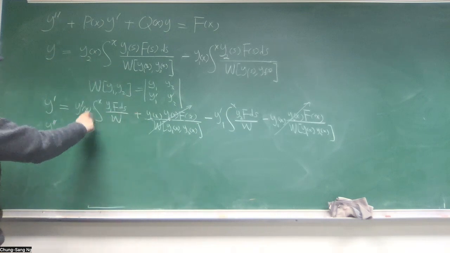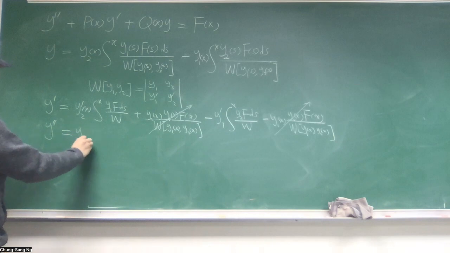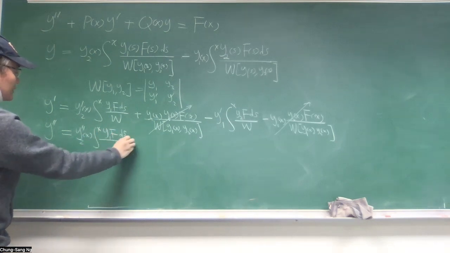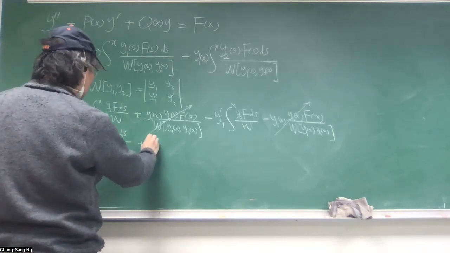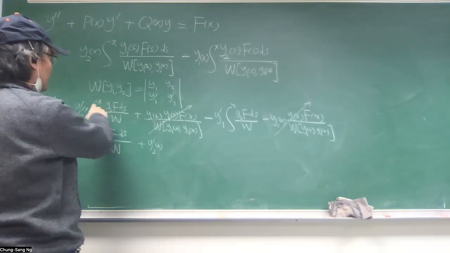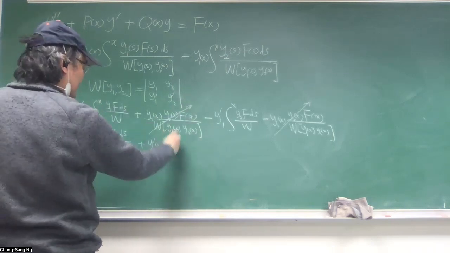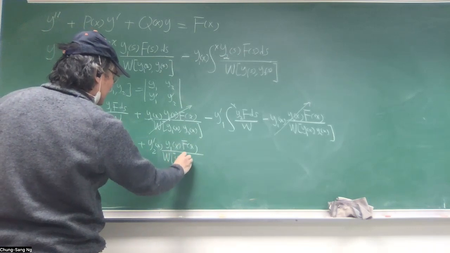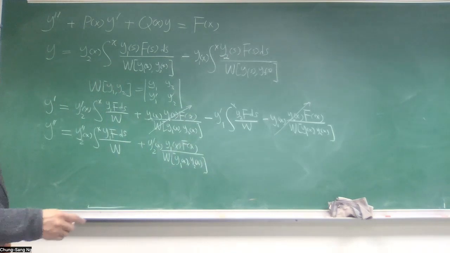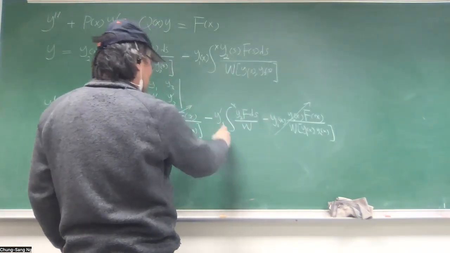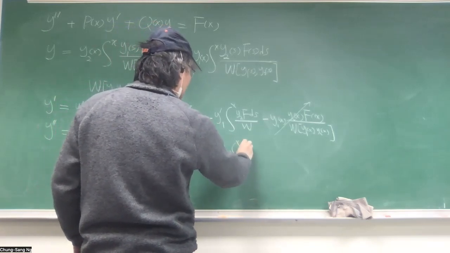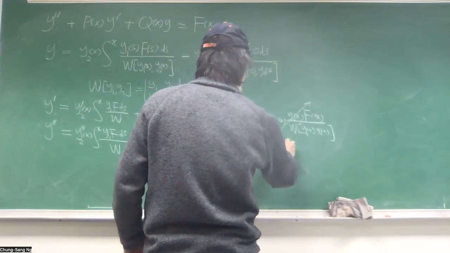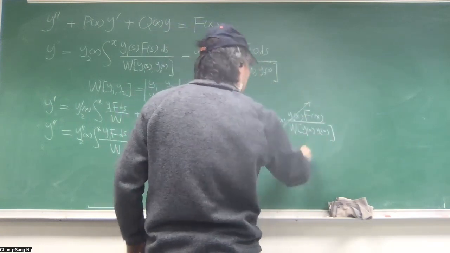Again, you have two terms and each one has two factors, so you have four terms. Now this becomes y2 double prime, and then y2 prime. Now do the same thing: take the derivative of this integral, which is exactly the same as before. And then take the derivative of the second one. The first is y1 double prime, and the second is y1 prime, and the derivative of this one is exactly this one.